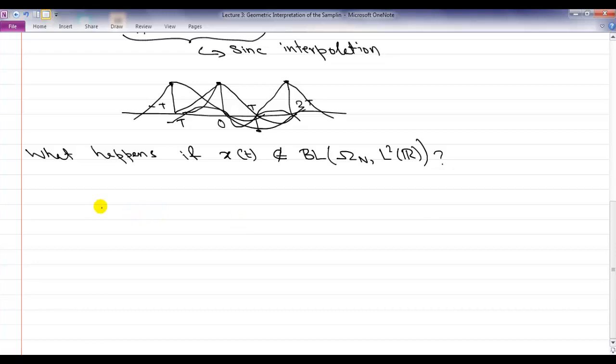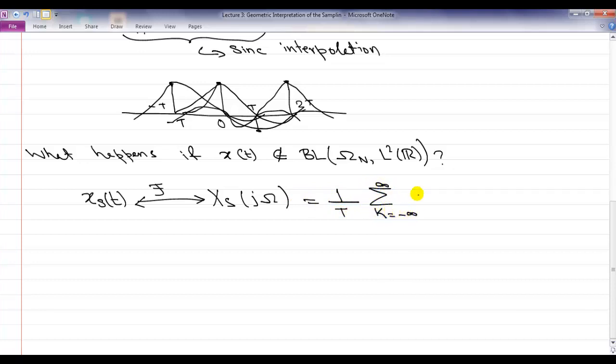Now, if you remember, last time we began looking at what happens to xs(t) if we have a signal which is not band limited, or not band limited to this omega N radians per second. This xs(t) has a Fourier transform which we evaluated last time, which is simply given by a scaling of 1 over T, and you have multiple copies, sum over k from minus infinity to infinity of X(j(omega minus k omega s)).